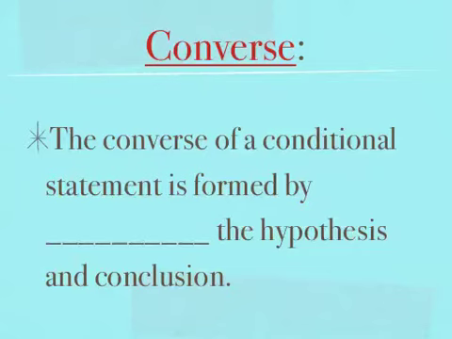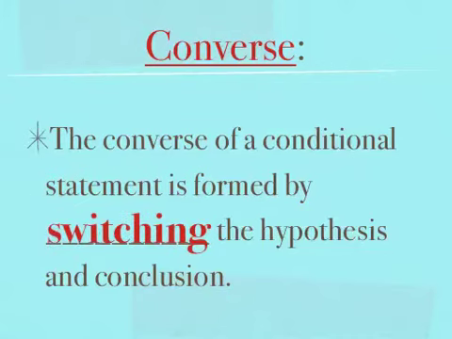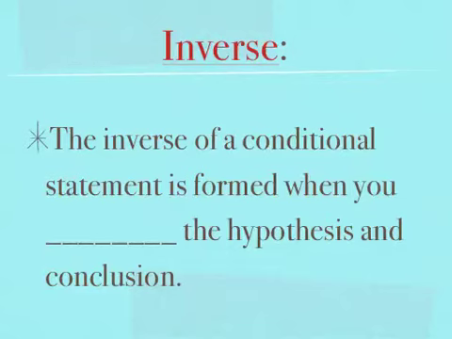To find the converse of a conditional statement, it says the converse of a conditional statement is formed by switching the hypothesis and the conclusion. Your if and your then are going to stay in the same place, but you're going to switch what's the hypothesis and what's the conclusion. To find the inverse, it says the inverse of a conditional statement is formed when you negate the hypothesis and conclusion. So you have to negate both of those, or make them say the opposite of what they do.